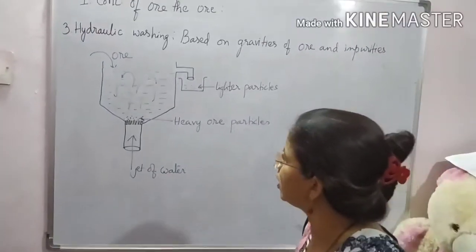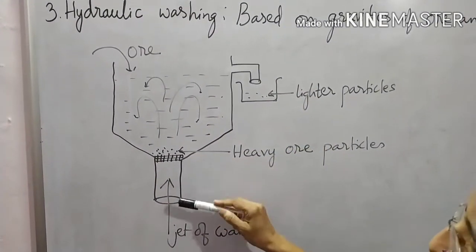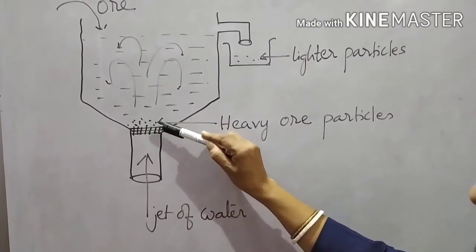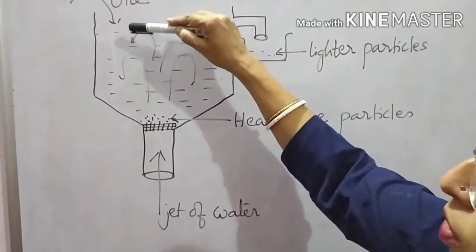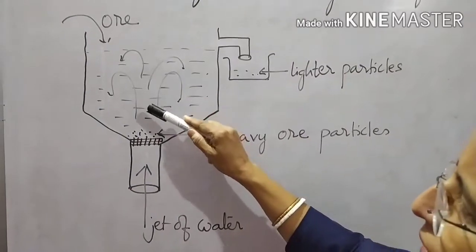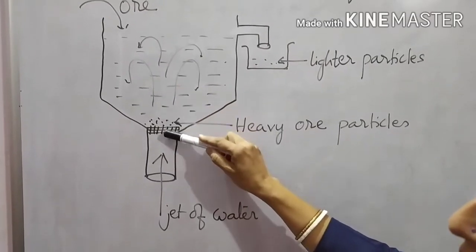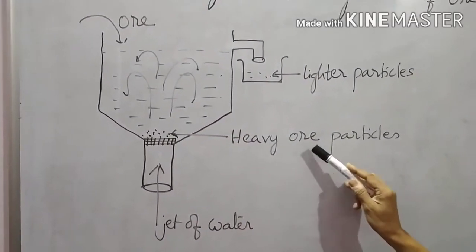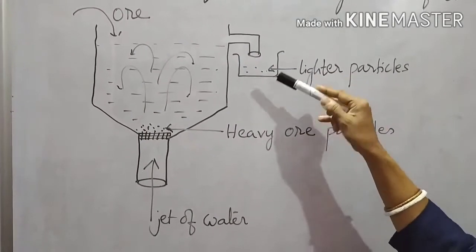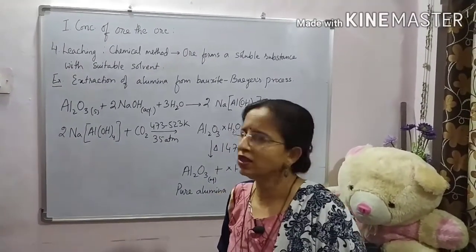In hydraulic washing, this is the hydraulic classifier. A cone-like structure is made, then a jet of water is passed from the bottom, and at this junction there will be a net fitted. Then the powdered ore is sprinkled from the top, and the jet of water is passed from the bottom. Initially you will see that everything is mixing up. After some time the heavier particles start settling down. Those are nothing but heavy ore particles, whereas the lighter particles will be washed away and collected in a separate container.